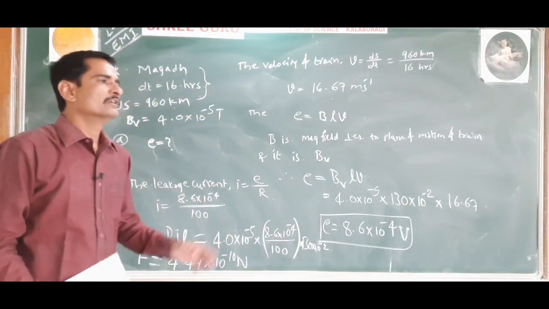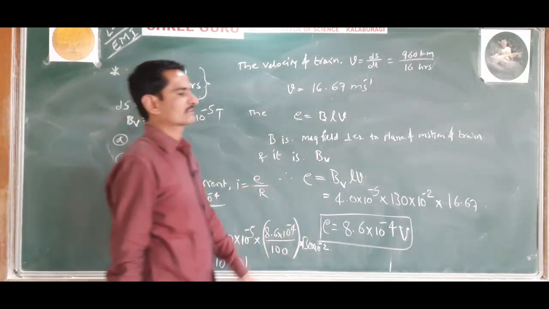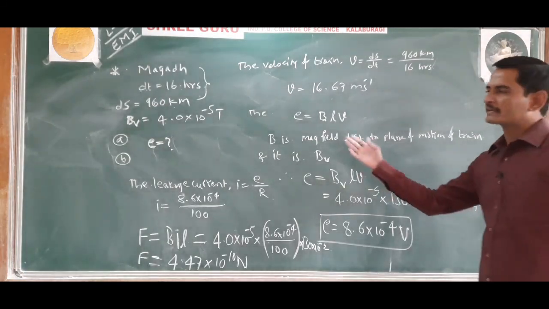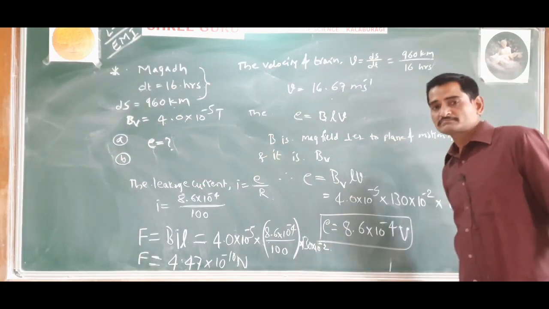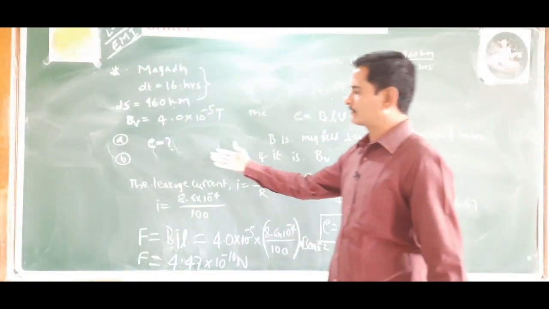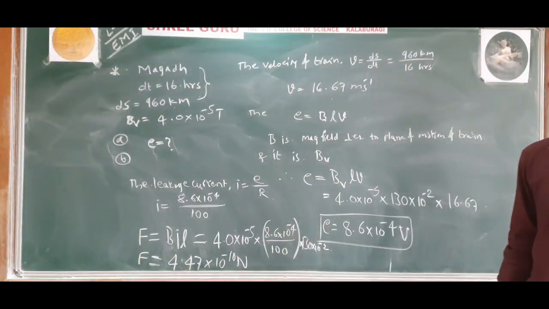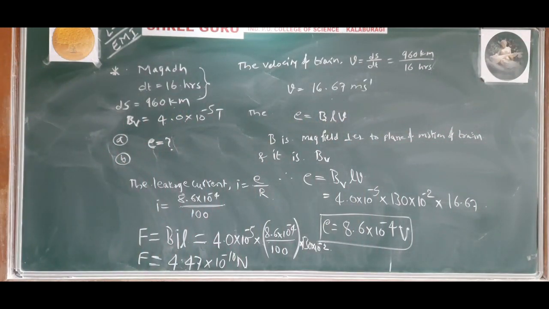and NEET exam. You open the previous year question papers, and you will see questions related to motion of the train in a magnetic field, and EMF is induced in the train, across the width of the train. Many times they have asked, that's why I solved this numerical. Understood? Okay, so next numerical.